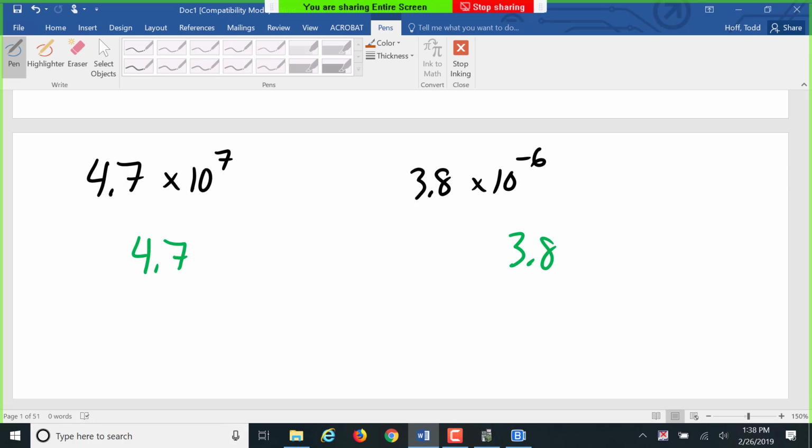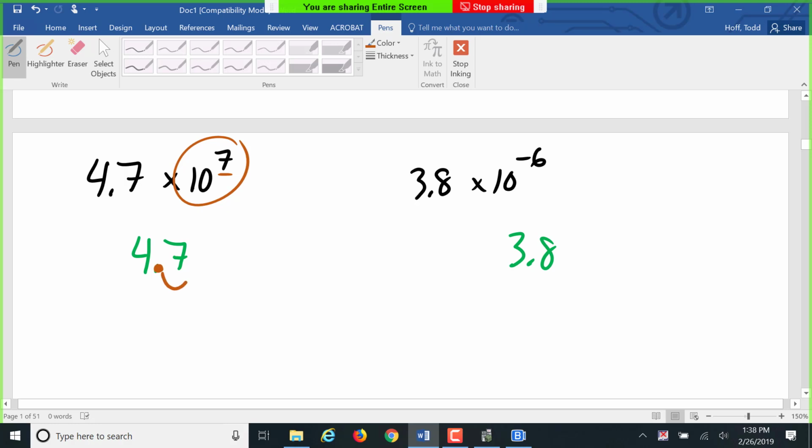So 4.7 times 10 to the 7th. Is that going to get larger or smaller? It's a positive power of 10, so it gets larger. Power is 7, so we go 7 places. So here's our decimal point. We go 1. We have to add a 0 to go 2, 3, 4, 5, 6, 7. So that is 47 million.